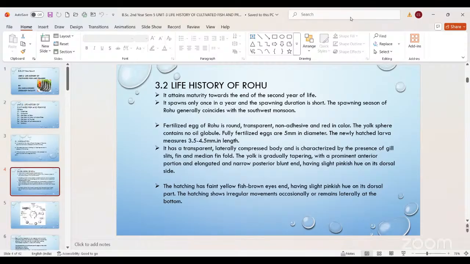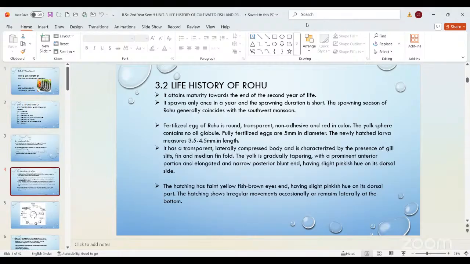The fertilized egg of rohu is round, transparent, non-adhesive, and red in color. The yolk sphere contains an oil globule. Fully fertilized eggs are 5 mm in diameter. The newly hatched larva measures 3.5 to 4.5 millimeters in length.